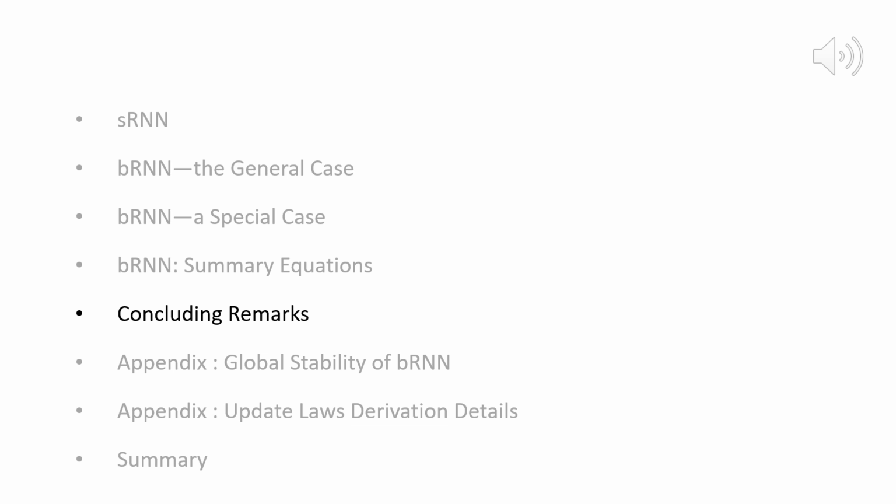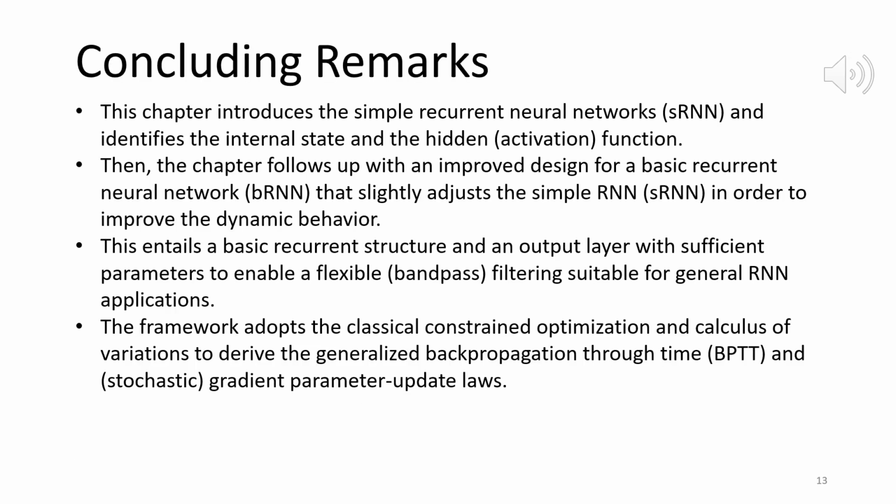Here, we make some concluding remarks. This chapter introduces the simple recurrent neural networks and identifies the internal state and the hidden activation function. It also shows the simple calculations of the backpropagation through time for the parameter update during training for supervised learning. However, backpropagation through time does not teach, for example, how to incorporate unsupervised loss on the internal states. Thus, this chapter follows up with an improved design for a basic recurrent neural network that slightly adjusts the simple RNN in order to improve the dynamic behavior.